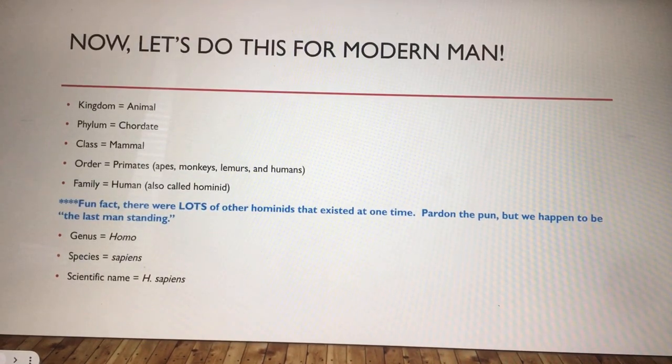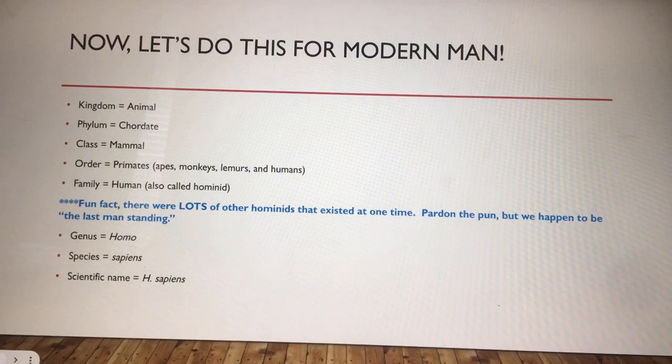And for modern man, just like we did it with dogs a second ago, you'll have to do this with modern man. So what kingdom do we belong to? Animal. What kingdom? So now we're getting more specific. Chordate. What class? Mammal. Now here's where we kind of diverge from dogs and cats and other mammals. Our order is primates, which includes apes, monkeys, lemurs, humans, and that's going to be a future lesson. We'll get more in detail on primates, all right?